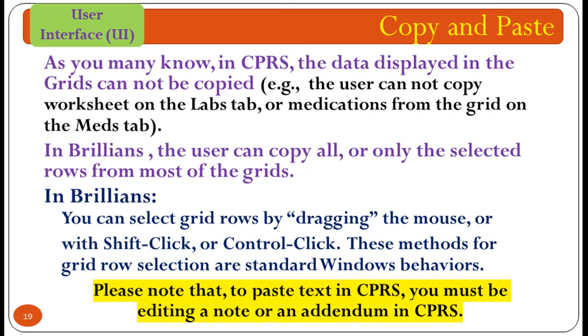As you may know, in CPRS, the data displayed in the grids cannot be copied. For example, the user cannot copy worksheet on the Labs tab, or medications from the grid on the Meds tab. In Brillians, the user can copy all, or only the selected rows, from most of the grids. In Brillians, you can select grid rows by dragging the mouse, or with shift click, or with control click. These methods for grid row selection are standard Windows behaviors.